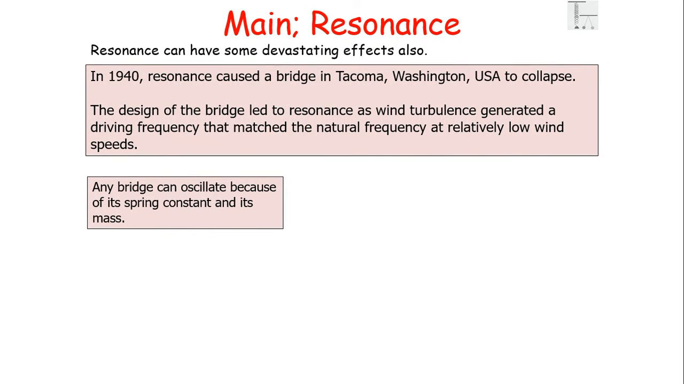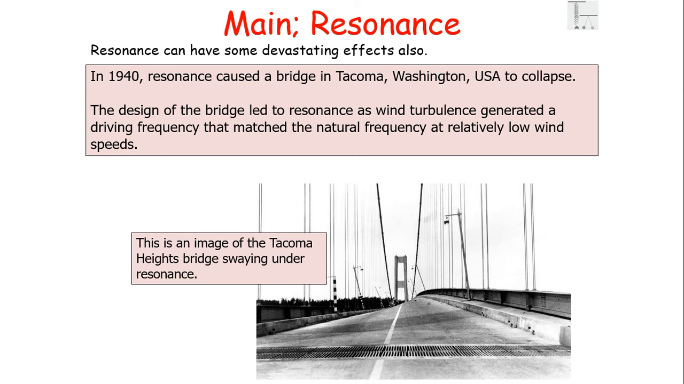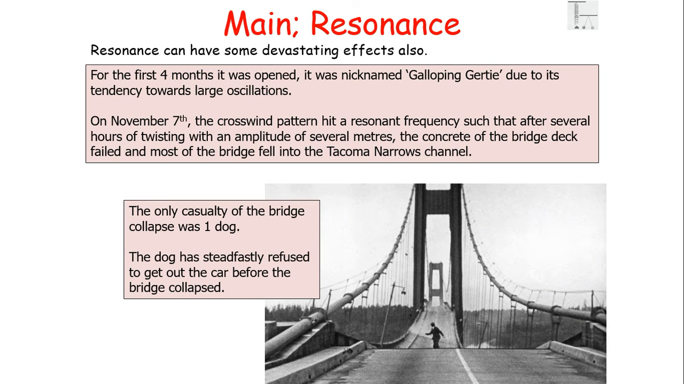Now, resonance can also have some devastating effects too. So in 1940, resonance caused a bridge in Tacoma, Washington in the United States to collapse. The design of the bridge led to resonance as wind generated a driving frequency that matched the natural frequency of the materials of the bridge at a relatively low wind speed. Now, any bridge can oscillate because of its spring constant and its mass. So here's an image of the Tacoma Narrows Bridge swaying under resonance.